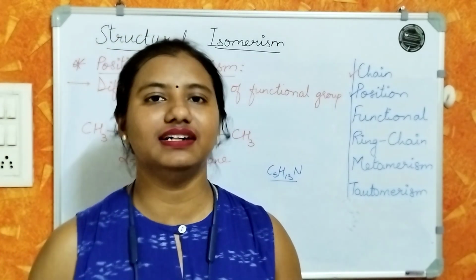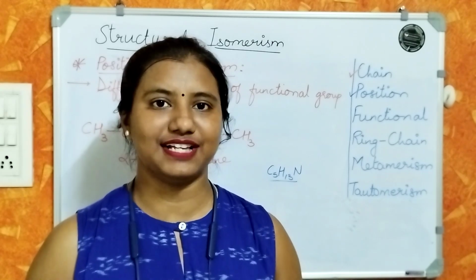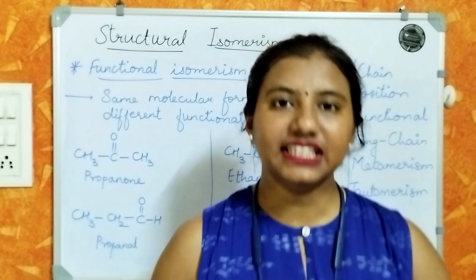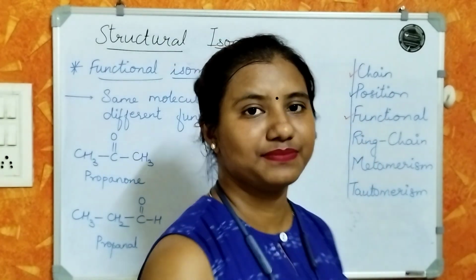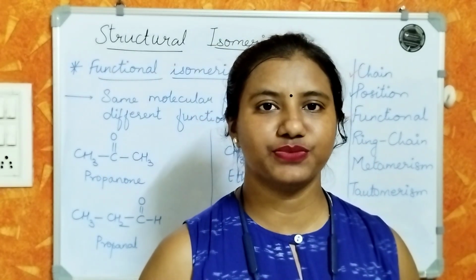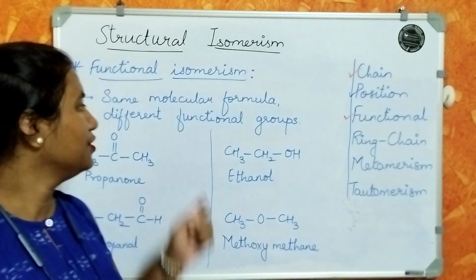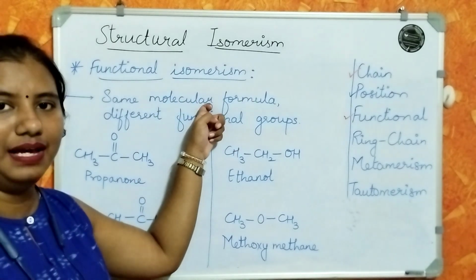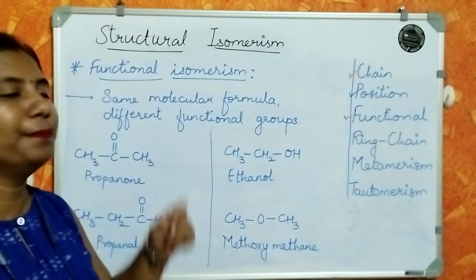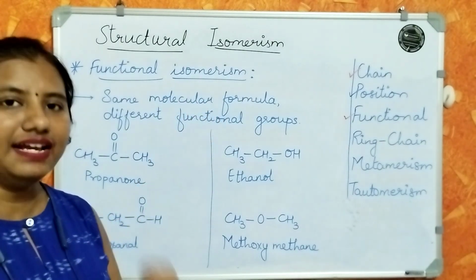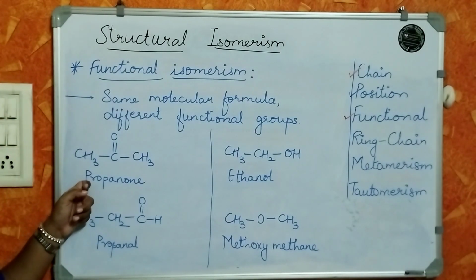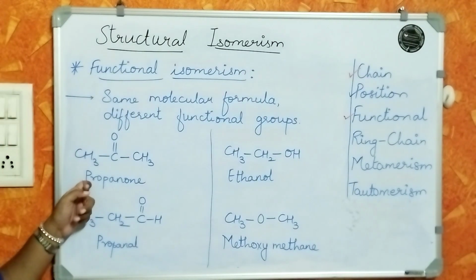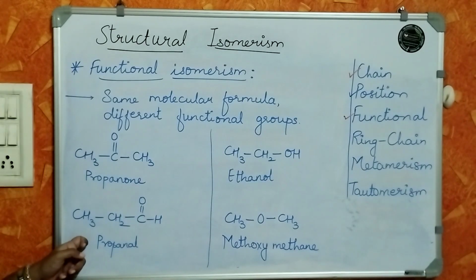Let's look into the third type of isomer under structural isomerism. The third type of structural isomerism is functional isomerism. Let's check out what functional isomerism is. In functional isomerism, you have the same molecular formula, but there are different functional groups present in the molecules. For example, I have these two structures. One is propanone, that is, it contains a ketone group, while the other one is propanal, that means it contains an aldehyde group.